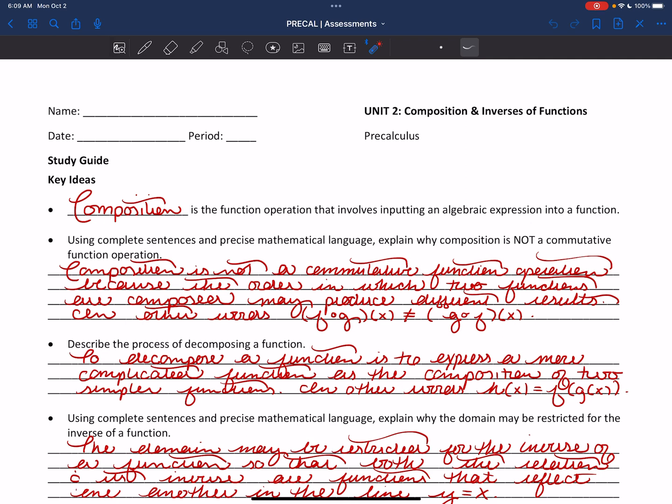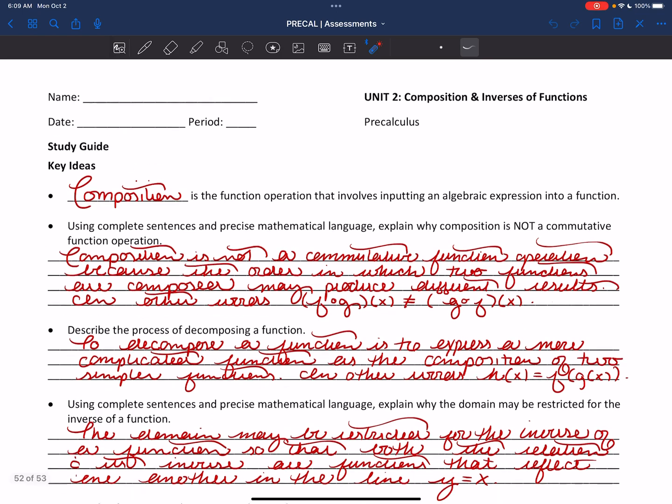And if we use complete sentences and precise mathematical language to explain why composition is not commutative, we might say something like this. Composition is not a commutative function operation because the order in which the two functions are composed may produce different results. Or in other words, f of g of x is not equal to g of f of x all of the time. It might sometimes be, but that is a rare case.